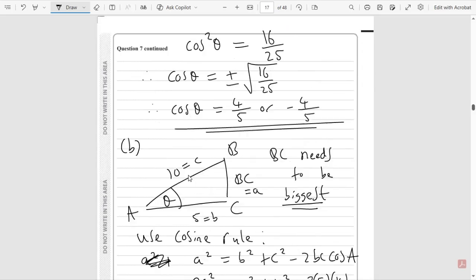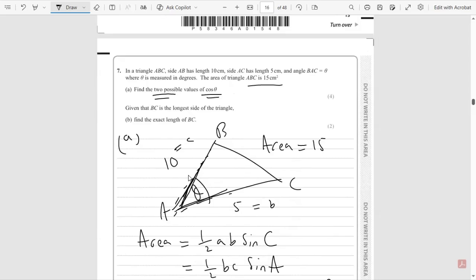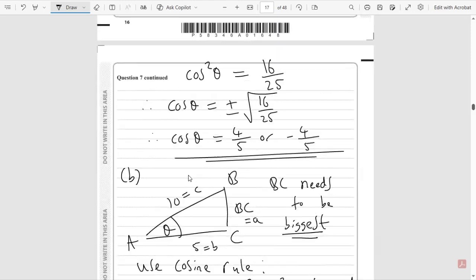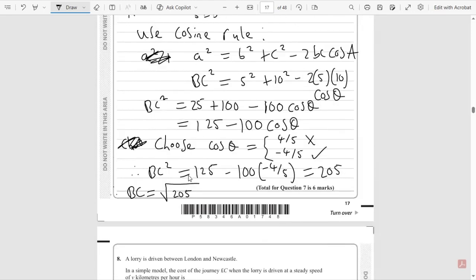And what did the question say for sig figs? It just said find the exact length of BC. Okay, so that is going to be our exact length of BC there. So the square root of 205. Can we simplify that? I'm just thinking about the square numbers that go into 205. I don't think 9 goes into it, no. 25 doesn't either. There are no other square numbers going into 205. So our final answer is going to be root 205 with this question.